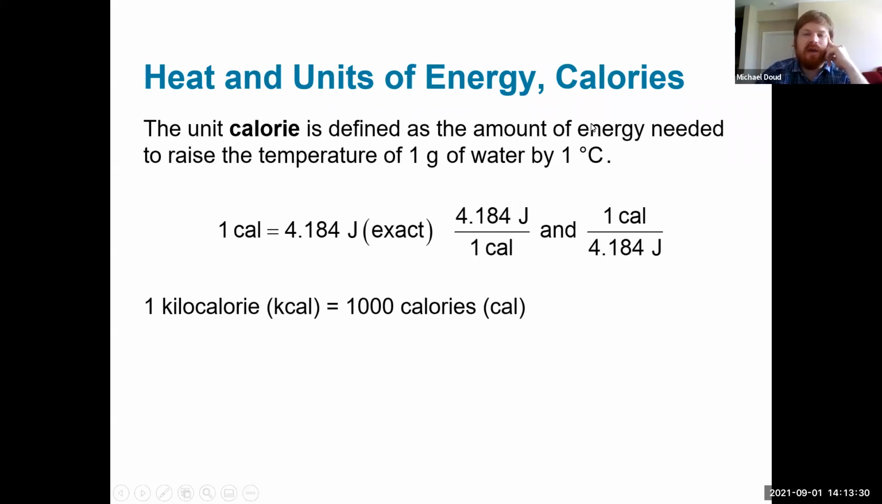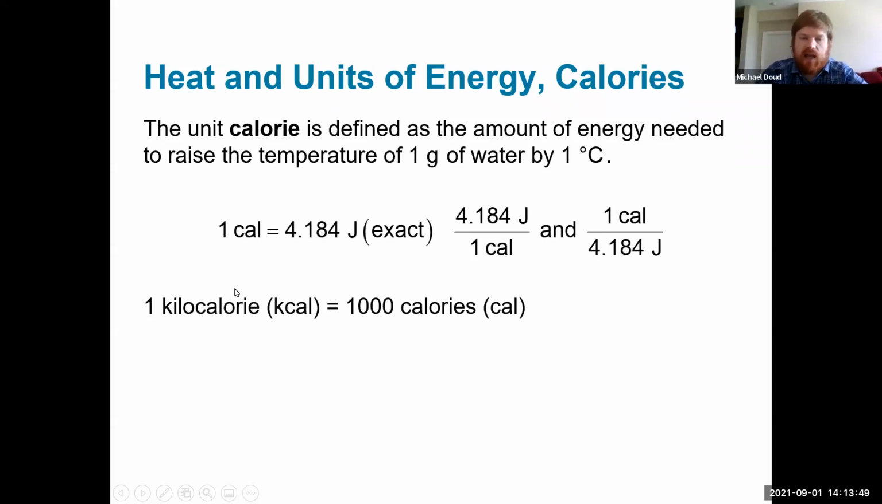It's the amount of energy that's needed to raise the temperature of 1 gram of water by 1 degree Celsius. And it's defined as 4.184 joules. So 1 calorie equals exactly 4.184 joules. Okay, that gives us our conversion factors, right? 4.184 joules per 1 calorie and vice versa.